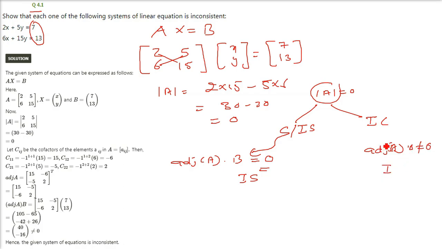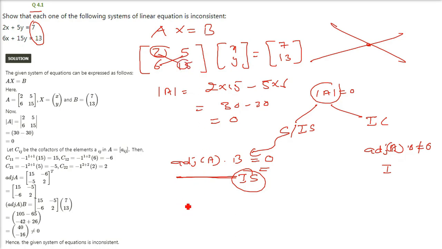These equations are inconsistent, because in the first case they are the same line, almost similar. But if you see consistency with a proper solution, a single solution, they are intersecting. What is adjoint?